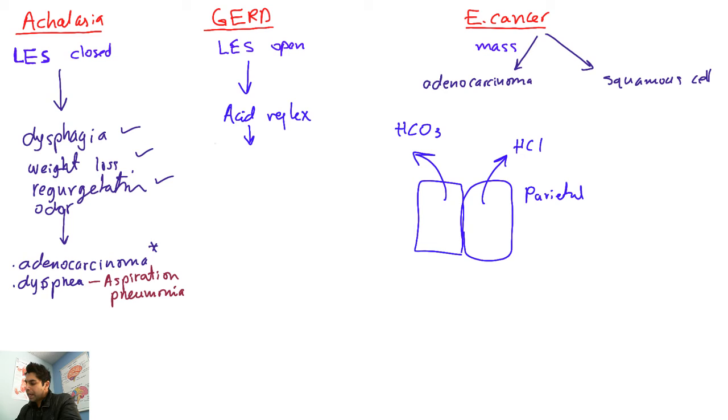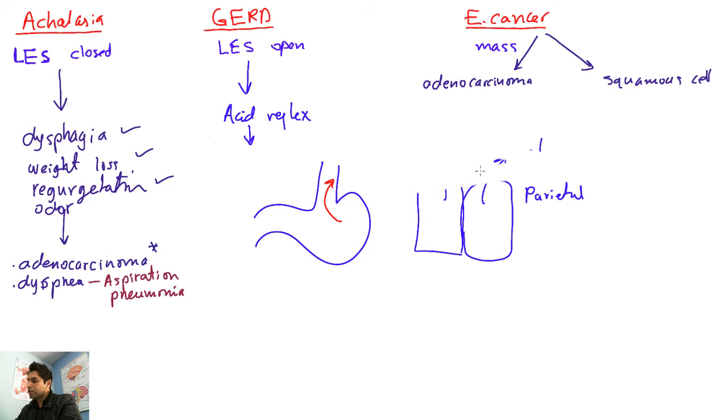So if this acid goes from the stomach into the esophagus, don't you think it will cause damage to the esophageal cells? Because they're not designed to withstand high pressure from acid. They cannot neutralize this acid. So obviously GERD can cause problems. This acid reflux can cause problems.